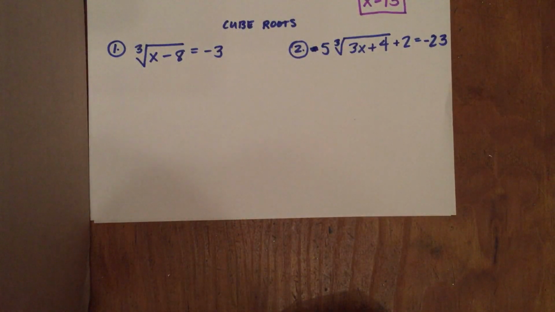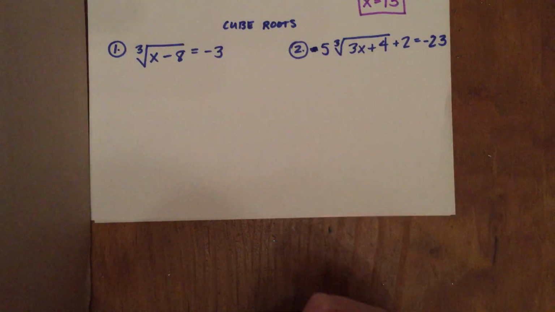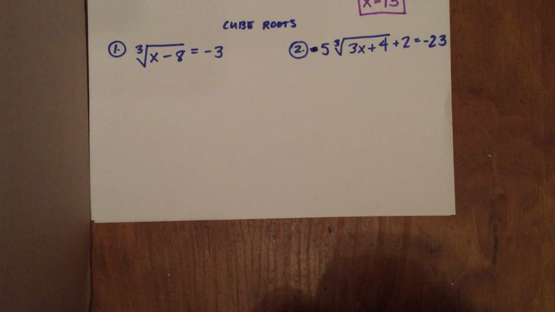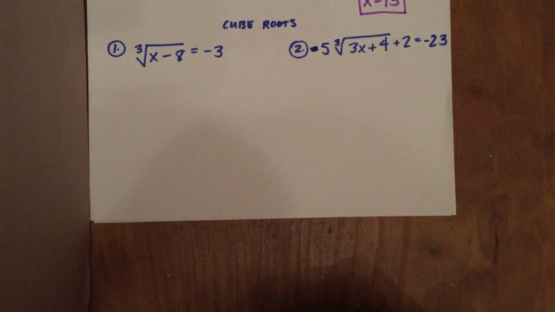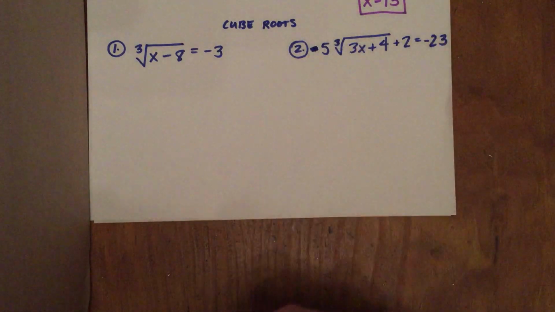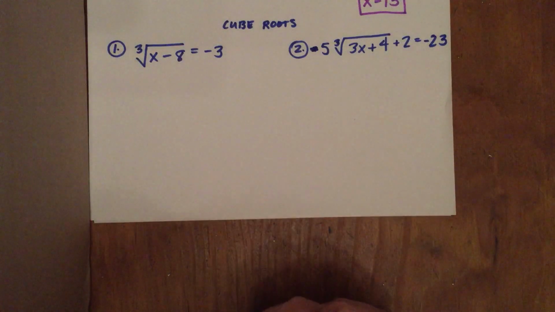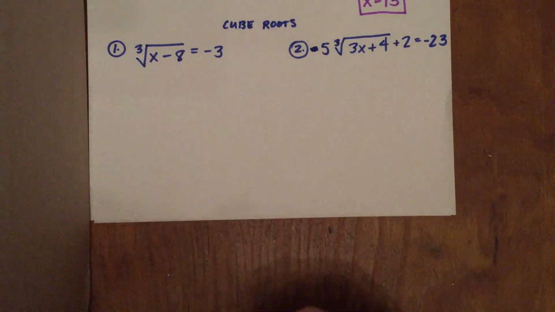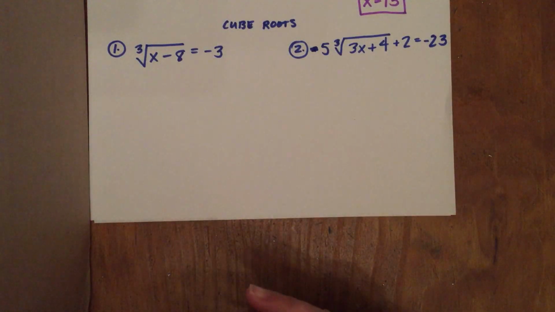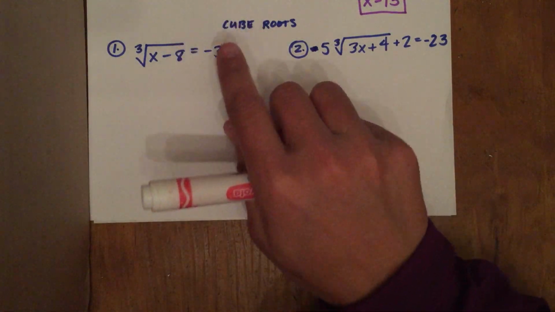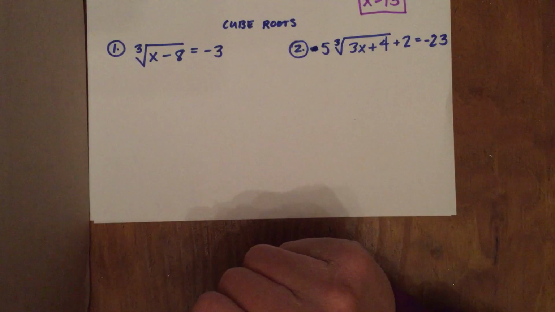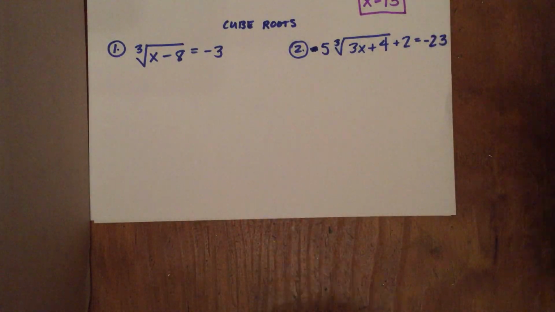Okay, continuing our solving radical equations, instead of looking at square roots now, we're going to look at cube roots. So you're going to solve it the same way, use the same method, except when we get to the end, we're going to be cubing both sides instead of squaring both sides. Again, you want to do the inverse operation. So if I have a cube root, to cancel that out and to negate that, I need to do the inverse operation, which is to cube it.